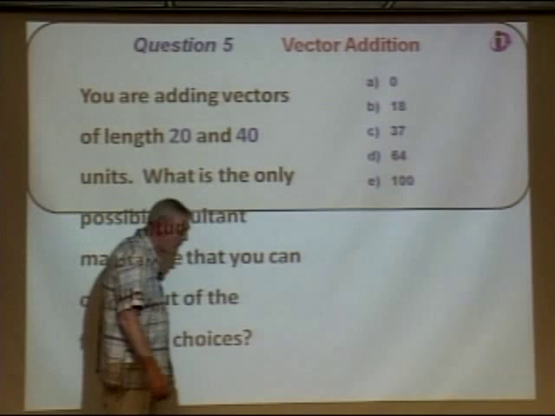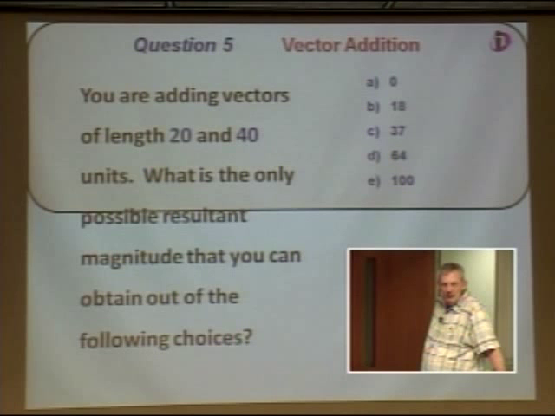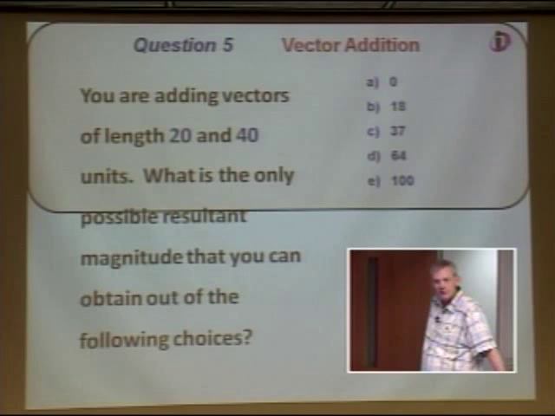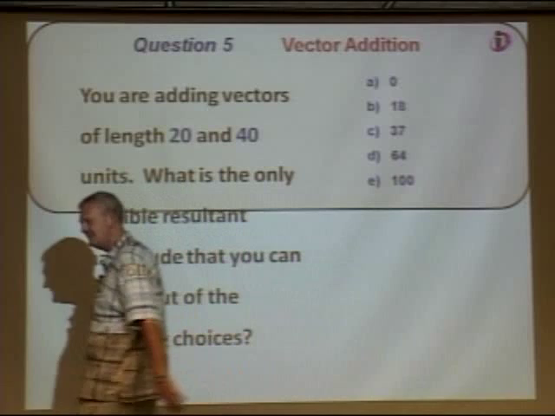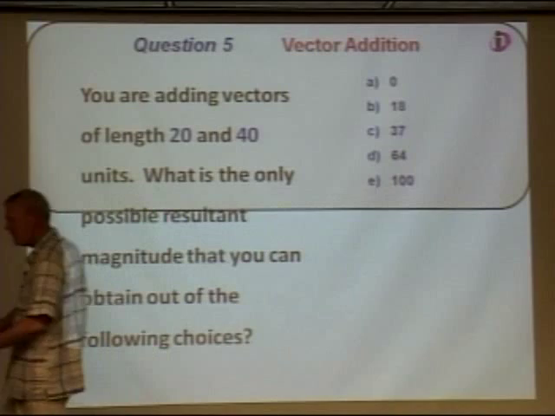What's the formula for magnitude? Well, you've got the Pythagorean theorem, but this one's actually a little bit more subtle than that. Which two answers are absolutely wrong? Zero, yeah, and 100. And if you extend the 100 argument, which one's absolutely wrong? 64. Okay. Now, here's the deal. The right answer, by the way, is 37.